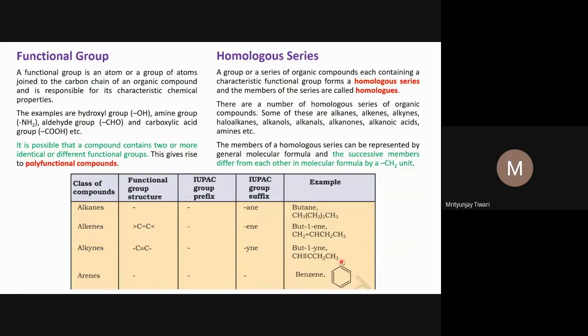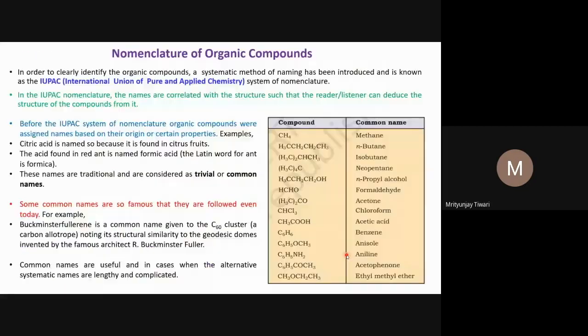If it is substituted with an OCH3 group, then that compound is called anisole, and this is anisole, the common name which is still in use. If the hydrogen is replaced with an NH2 group, then we call such a compound aniline. If that one hydrogen is replaced with one OH group, then that compound will be phenol, that we know.